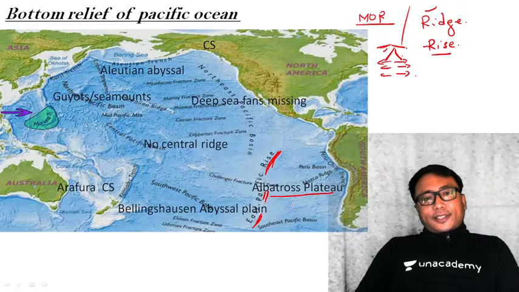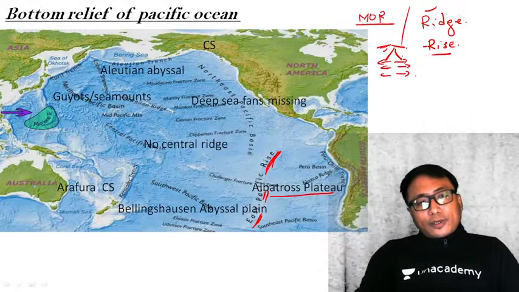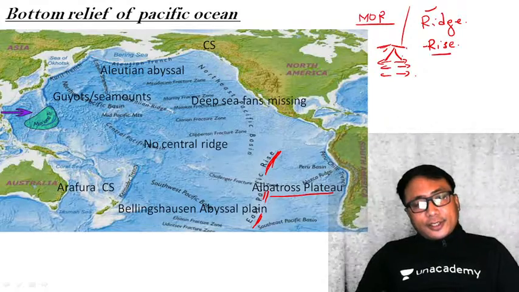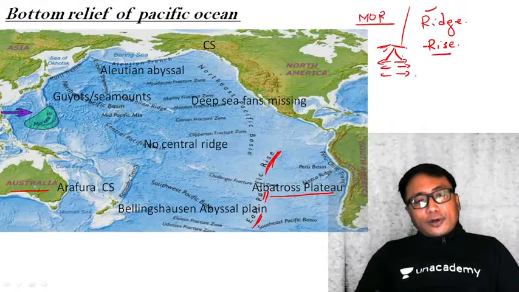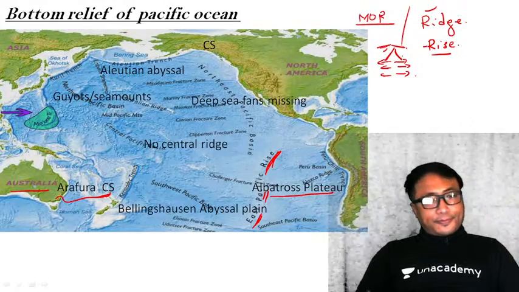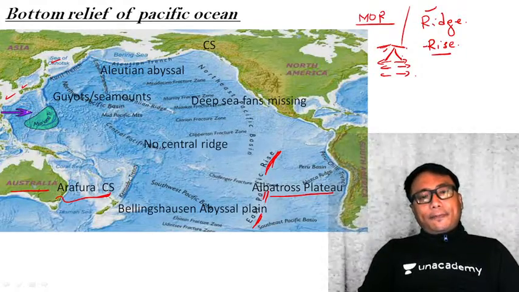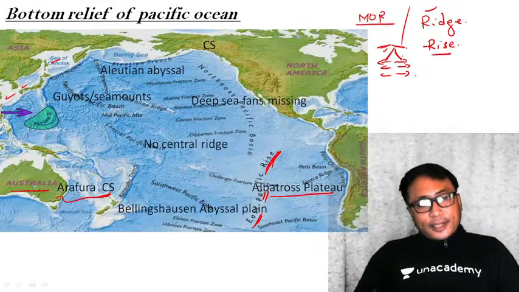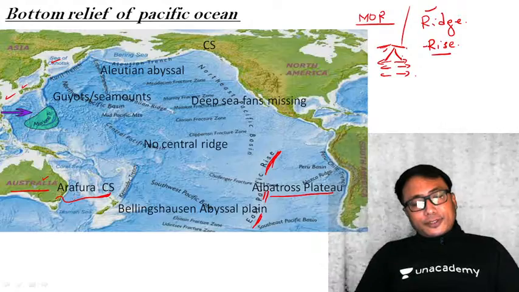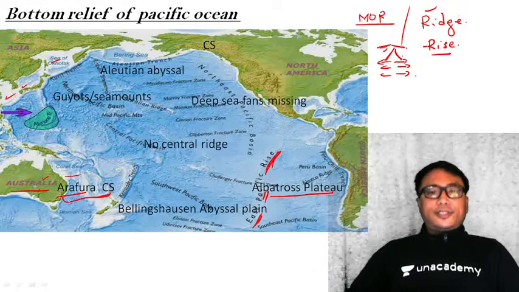Another important characteristic is in the Pacific Ocean. On the western side of the Pacific Ocean, you have a wide continental shelf. In the Australian region, in the eastern part of Australia, you have this extensive continental shelf. It is known as the Arafura continental shelf. Here also you will have an extensive continental shelf in the western part of the Pacific Ocean.